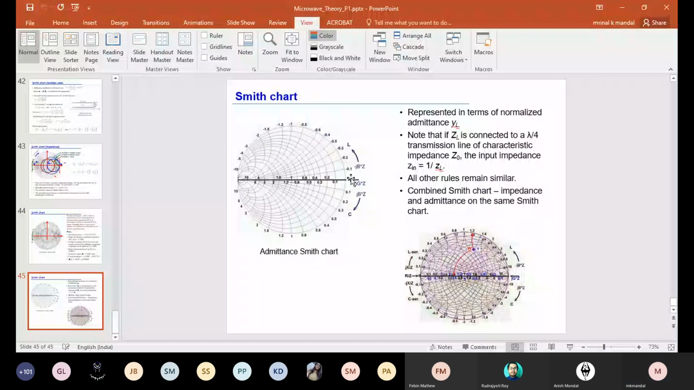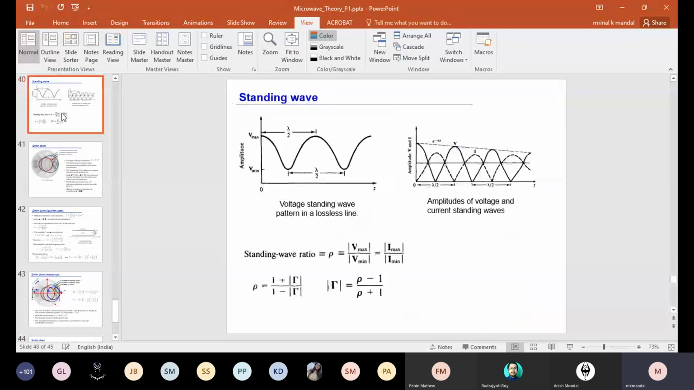So if I look at the current and voltage plot for the standing wave ratio, then where we have voltage maxima, at the same point we have current minima. If you go back to the standing wave pattern shown here, this is not sinusoidal, not like maxima minima, it is a standing wave pattern.